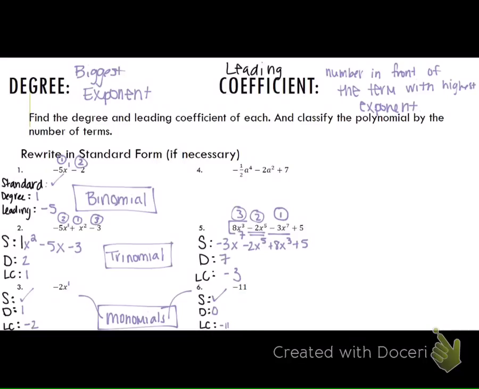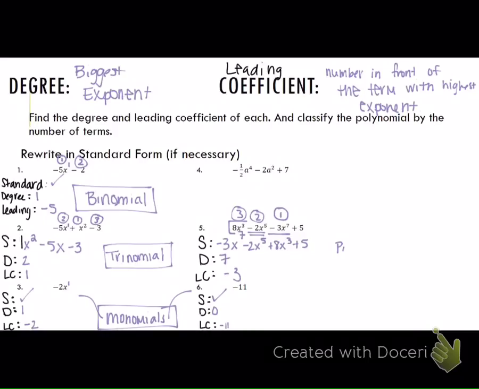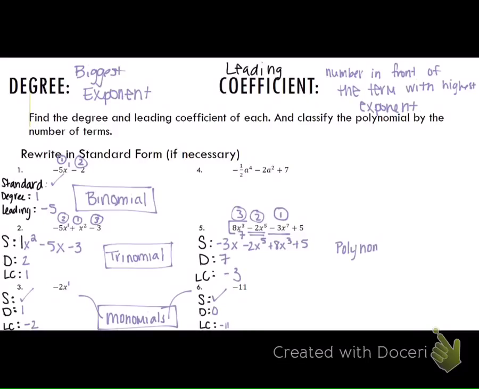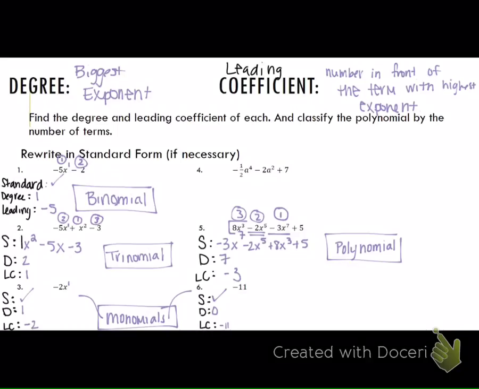Polynomial. Guys, if it has more than 3 terms, it just means a polynomial, and polynomial just means many. Why is negative 3 the leading coefficient? Because it's the term in front of the highest exponent. So the highest exponent is 7. The coefficient that's in front of that is your leading coefficient.